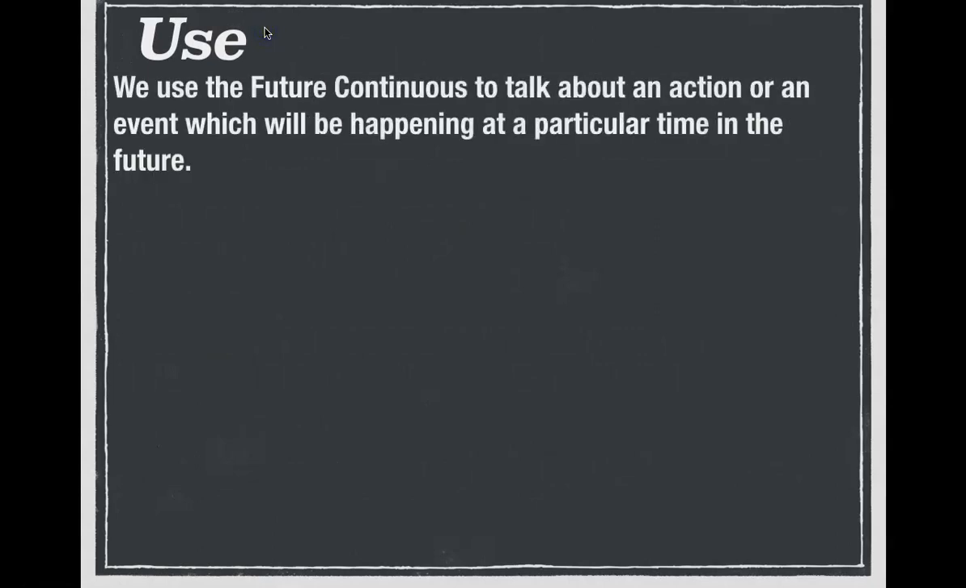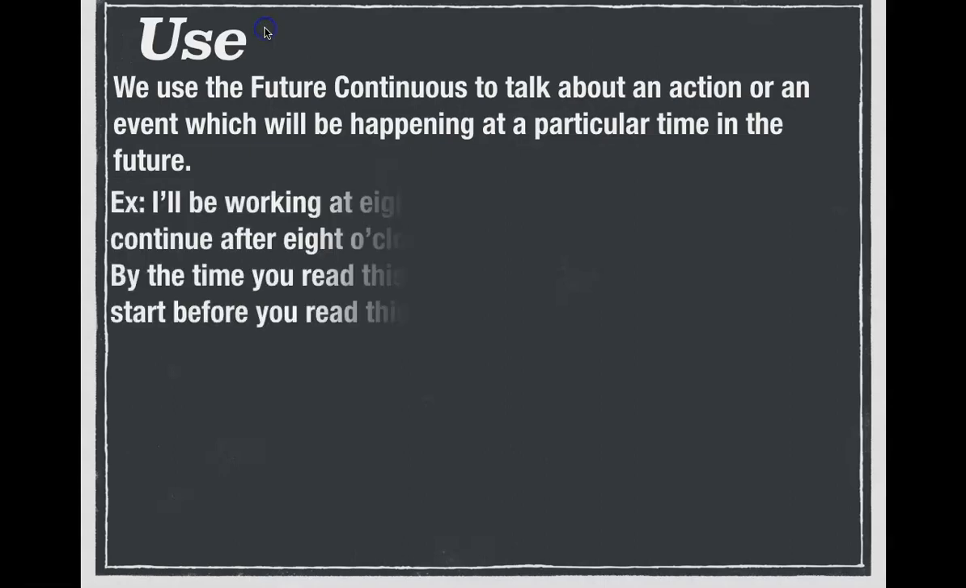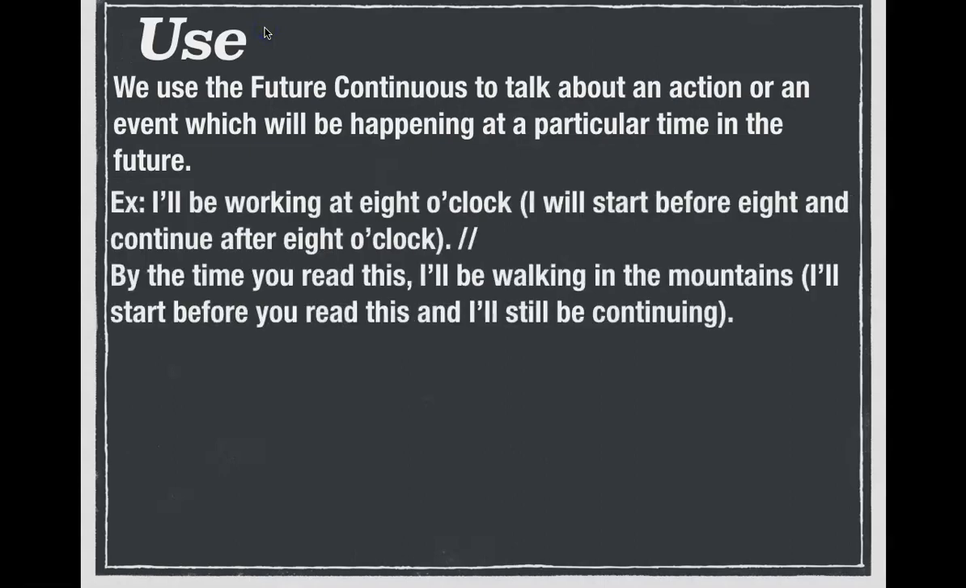Okay, let's move on to the use of the future continuous. Well, we use the future continuous to talk about an action or an event which will be happening at a particular time in the future. So here are a couple of examples. I'll be working at 8 o'clock.